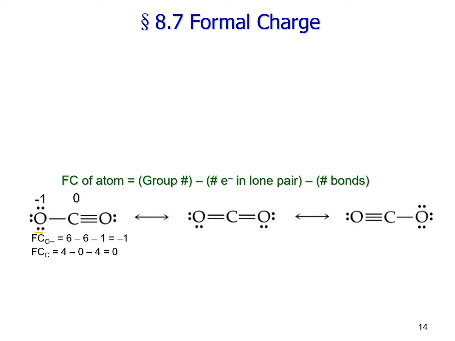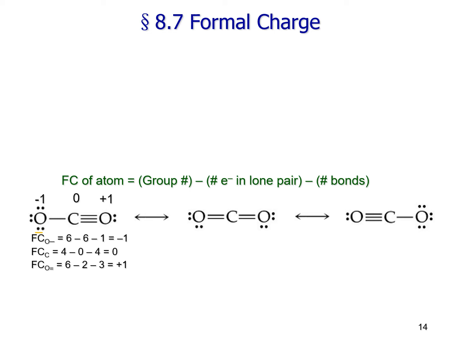What's the formal charge of oxygen, triple bonded? Let's do that. Oxygen again, group 6. 2 electrons in lone pair, so minus 2. And we have 3 bonds for this oxygen, so minus 3. We have plus 1. Plus 1 it is for the formal charge of the triple bonded oxygen.